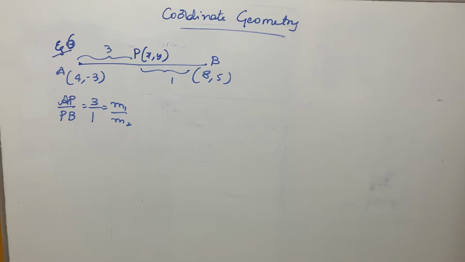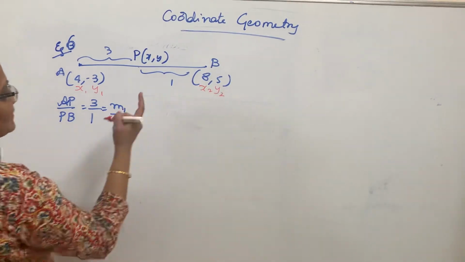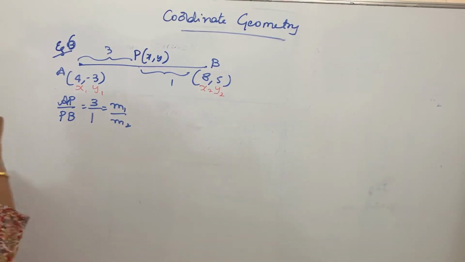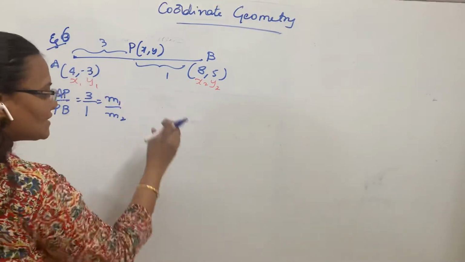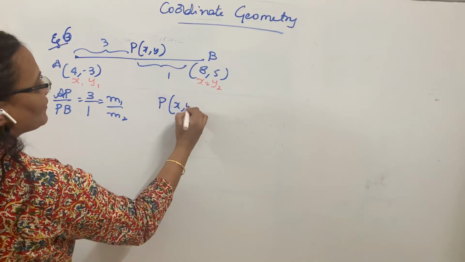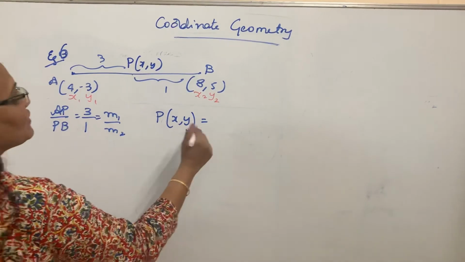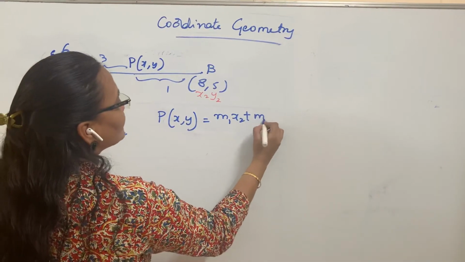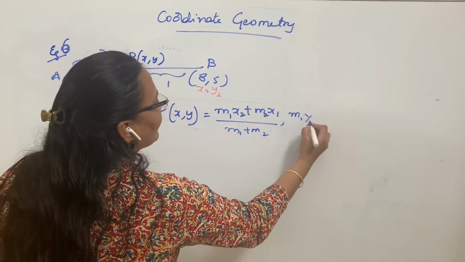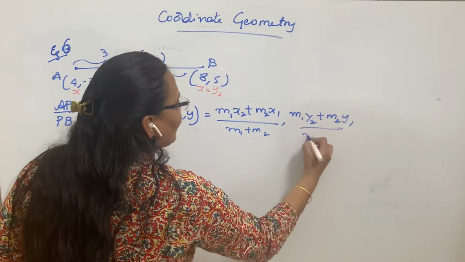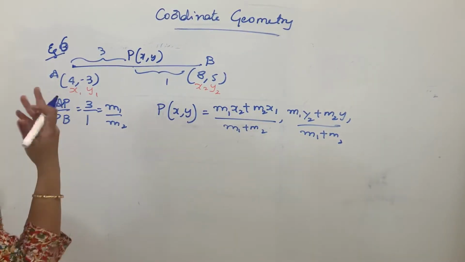A 4 comma minus 3 is x1 y1. See the way I am writing x1 y1, x2 y2, m1 m2. You have to write it because it is a formula based question. Otherwise you will go wrong. This way we can easily pick the values, simplification will become easier and your answer will be right. Now what is the formula we learned for the section formula? P x comma y is equal to m1 x2 plus m2 x1 by m1 plus m2, then m1 y2 plus m2 y1 by m1 plus m2. Now you have all the values x1 y1, x2 y2 and m1 m2. Substitute and get the answer.